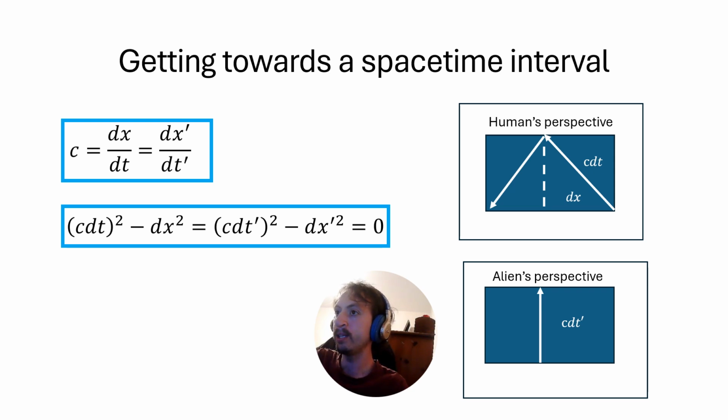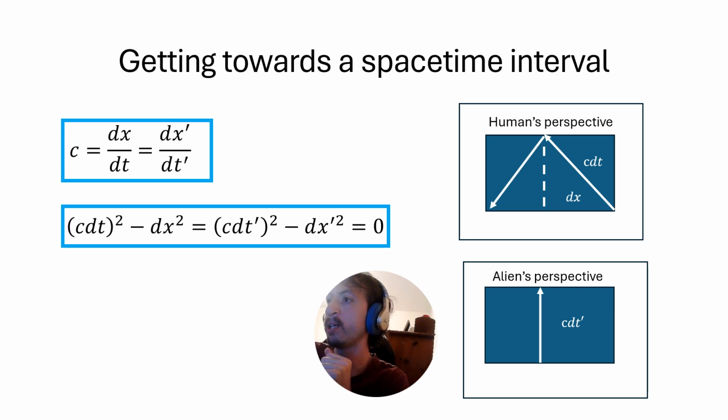The distance the light beam has moved horizontally between the light beam being fired and hitting the ceiling, according to the human's perspective, I'm going to call dx. Now, the distance the light travels is a diagonal distance, which is going to be c dt, where dt is the time interval from the human's perspective. So c dt is the length of this diagonal line.